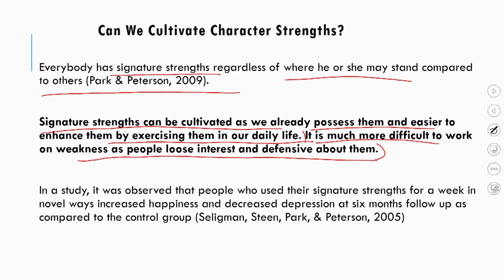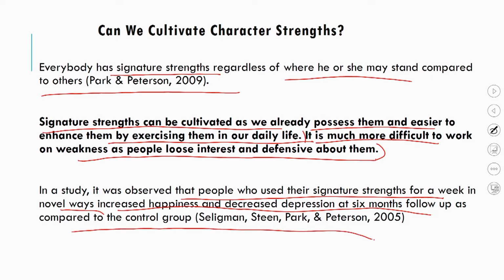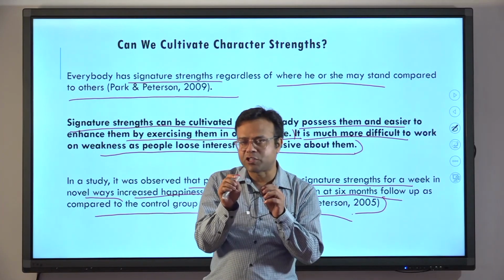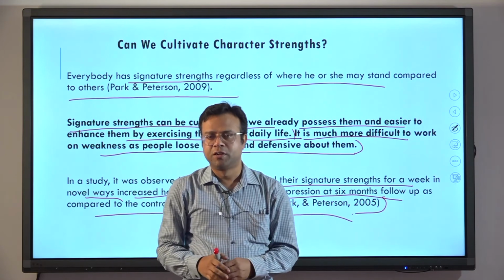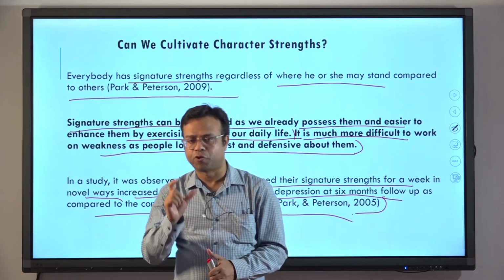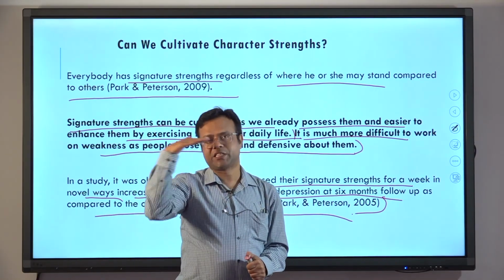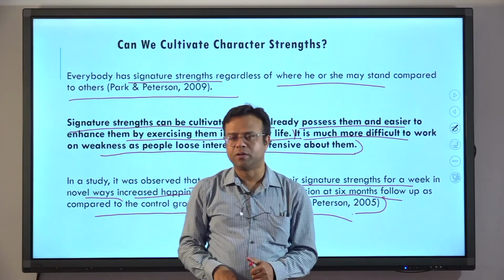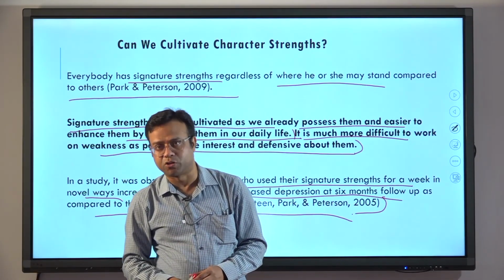So in a study, it was observed that people who used their signature strength for a week in novel ways, meaning they used their signature strength in a variety of ways, had increased happiness and decreased depression at the 6-month follow-up, as compared to the control group, who had not used them. So this is some of the specific research that showed using them consciously and in a variety of ways, finding more expression in day-to-day life, led to a substantial increase in happiness and a decrease in depression, even from 1 week. This change was even visible after 6 months.